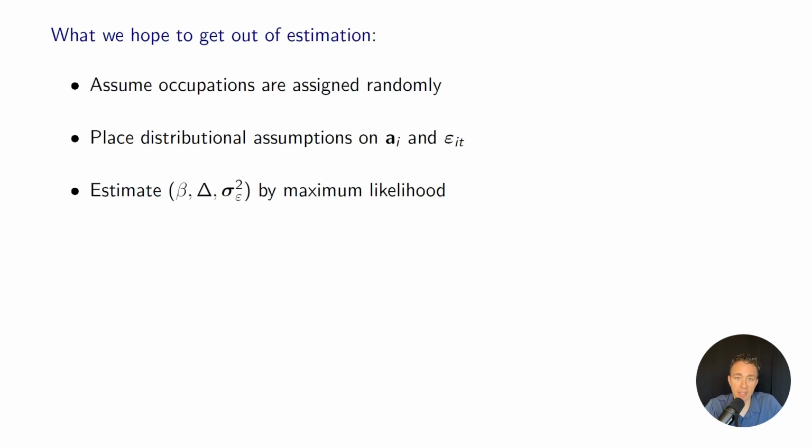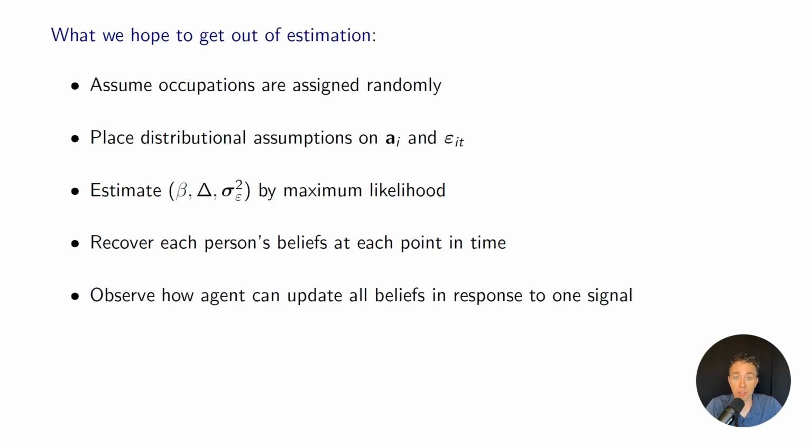And then we want to estimate the parameters by maximum likelihood, just like we did in the past video. It's just the case that now capital delta is a 6x6 covariance matrix, and sigma squared epsilon, which is now bolded, is a 6-dimensional vector. And then once we have those parameter estimates, we can use them to back out what each person's beliefs are at each point in time. And then we can also show that observing a signal in one occupation can be informative to others that I haven't yet chosen or been assigned to work in.